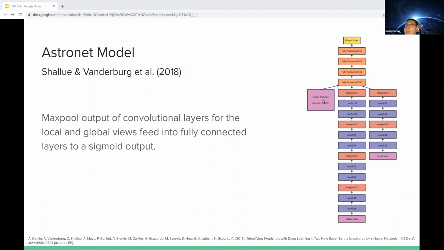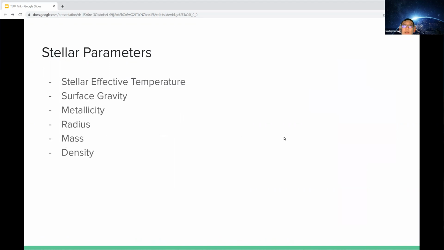The scalar features were not in their original AstroNet model in 2018. They were added later to try to use more of the information about the star to identify the possibility of an exoplanet. The AstroNet model is not the only one that does this. There are a number of stellar parameters usually used for this purpose, things like effective temperature, surface gravity, metallicity, radius, mass, and density.